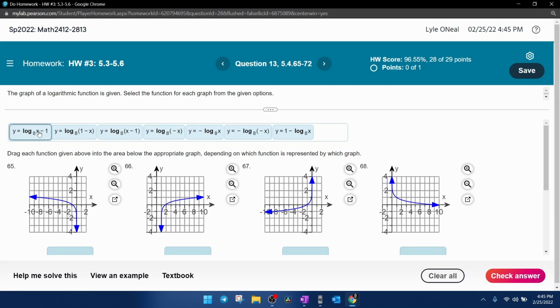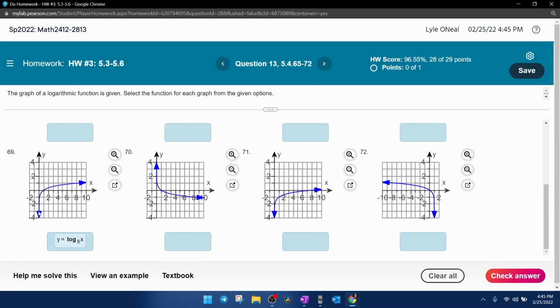Since this minus 1 is outside of the log, that's going to be a vertical shift down 1. So what we want to do is recreate the graph of number 69 shifted down 1. So instead of having an x-intercept of 1, that point is going to drop down 1 space, much like it does here on number 71.